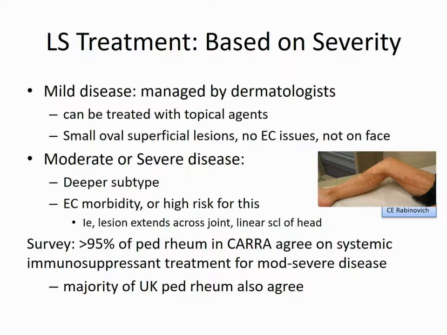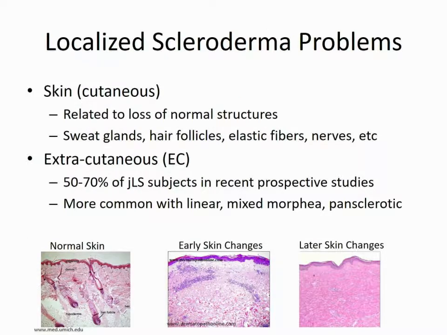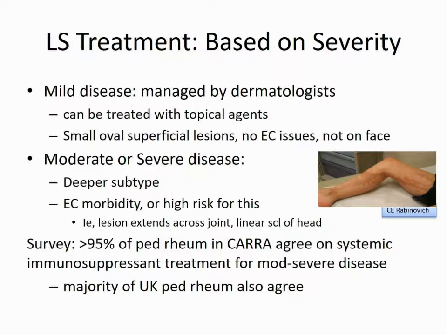With the extracutaneous involvement, as Dr. Moore said, and I'm focusing on localized scleroderma, it's been reported as 20 to 70%, but in our prospective studies, it's 50 to 70%. So this is really a major and common problem. It's more common with the linear subtype, which is the most common pediatric form, as well as mixed morphea, which is also more common in juvenile patients, and pansclerotic, which is also more common in kids. The treatment for localized scleroderma is going to be based on the severity.